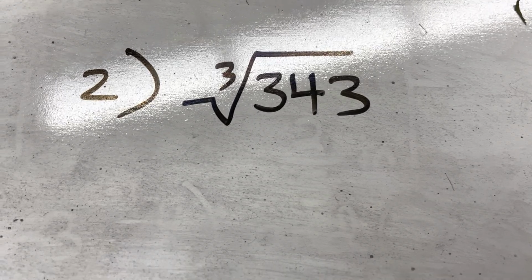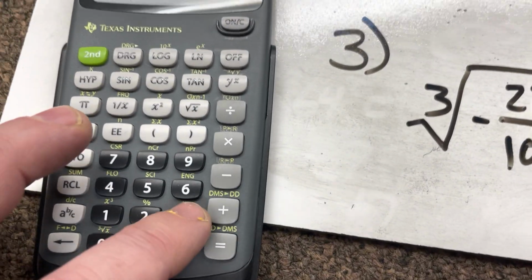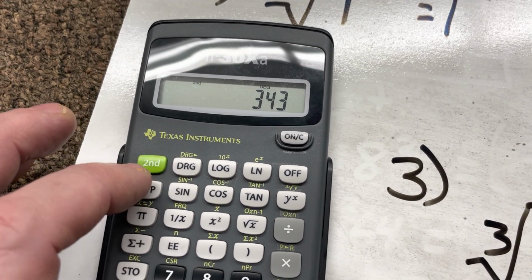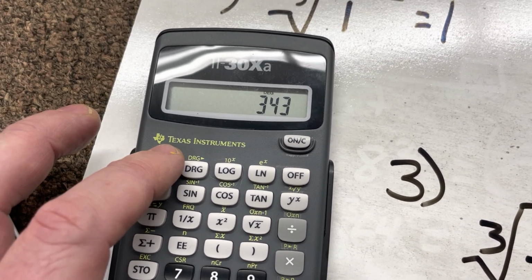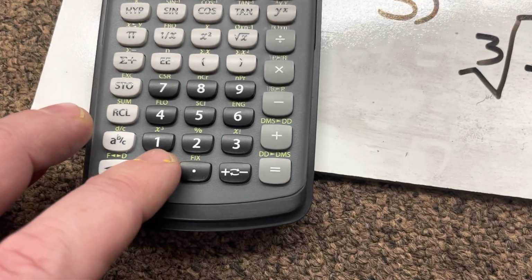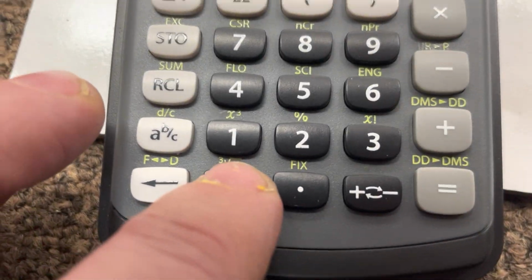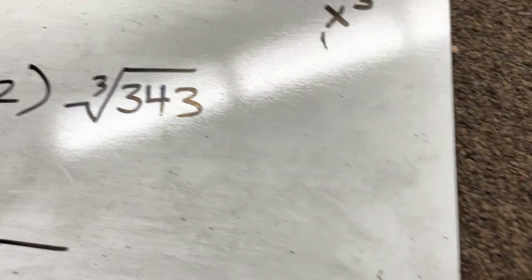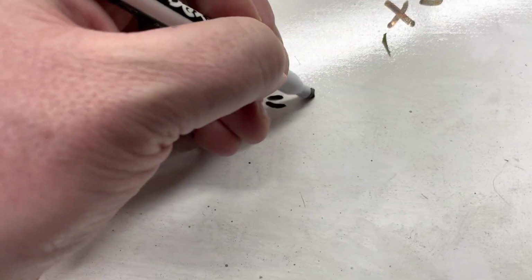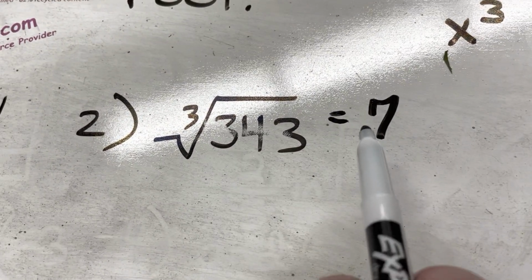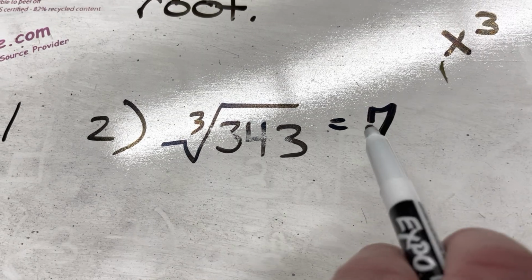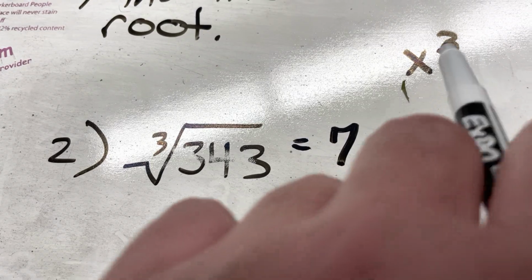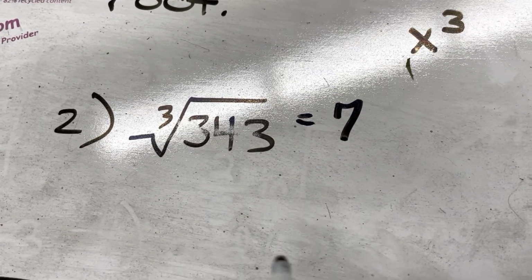Here I have 343. So let's go back to my calculator. Let's enter 343. Once again, second function, and then we're going to enter that cube root right here. See what it gives me? It gives me 7. That's telling me that 7 to the power of 3, or 7 times 7 times 7, 7 cubed, which is what anything to the power of 3 is, equals 343.